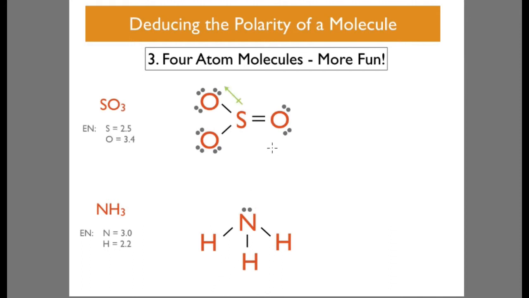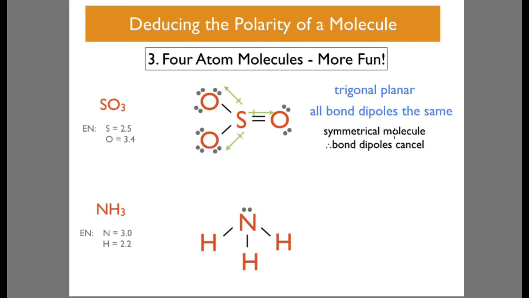Okay, well, we've got polar covalent bonds here, here, and here. And it is symmetrical, isn't it? And so we've got a trigonal planar, and all bond dipoles are the same. And so, in symmetrical molecules, the bond dipoles cancel out. We've got a non-polar molecule.